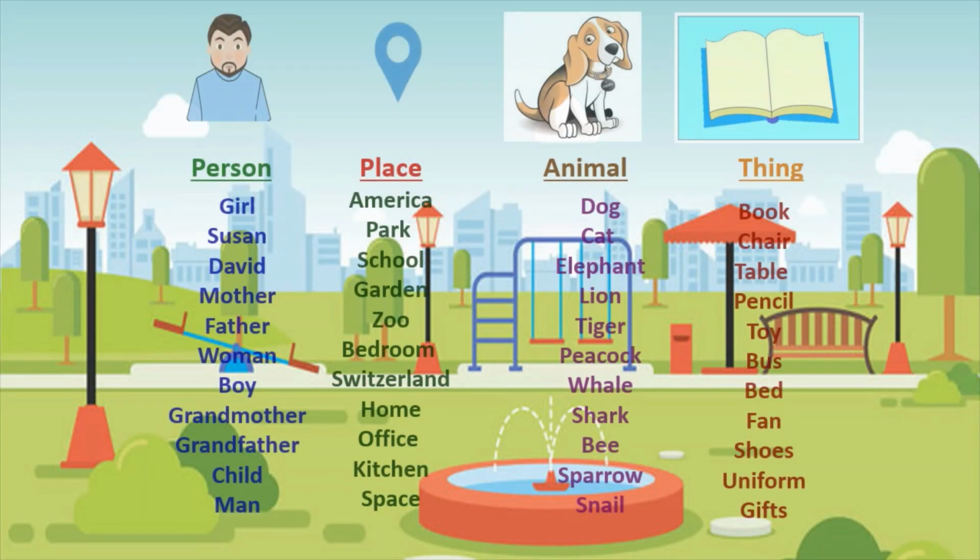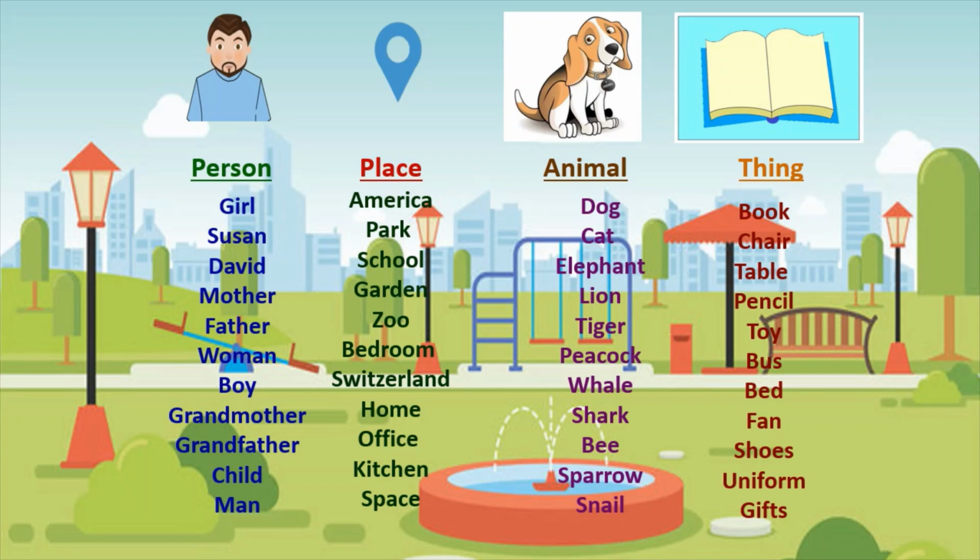A quick revision to what a noun is. A noun is a name of a person, place, animal, and thing. Now under person, we can see there is girl, Susan, David, mother, father, woman, boy, grandmother, grandfather, child, man.